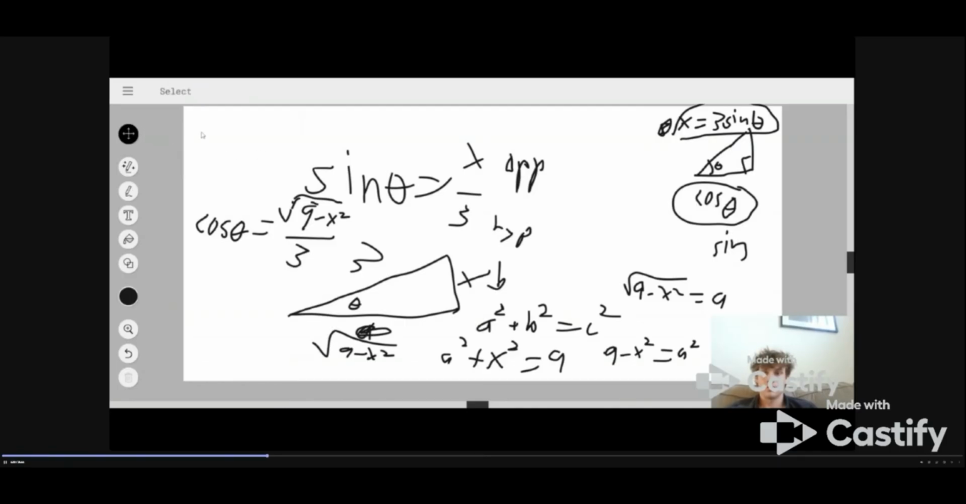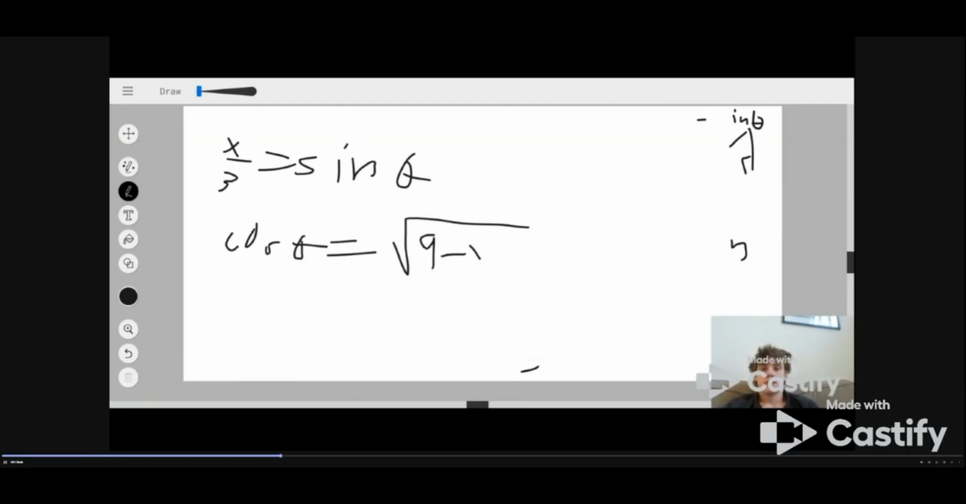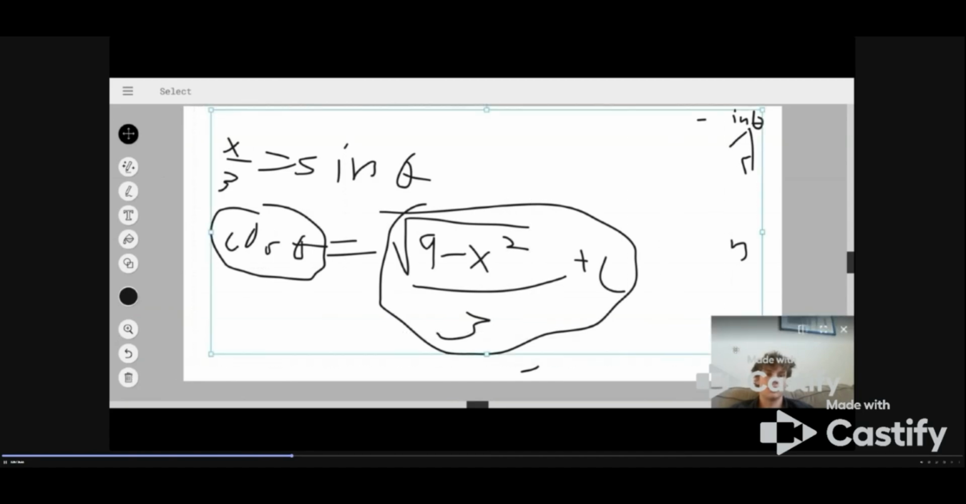So again, I'll rewrite it all. If our x over 3 equals sine theta, then cosine of theta equals root 9 minus x squared over 3. And if say you got this as your antiderivative, then you would just replace it with this in the answer, plus c. That's something that's just fundamental for remembering when we're doing our trig sub questions.